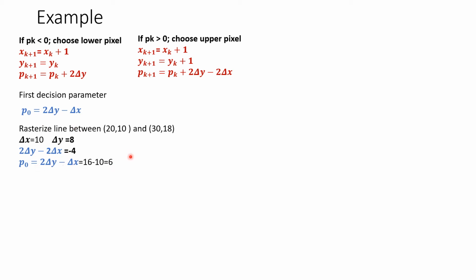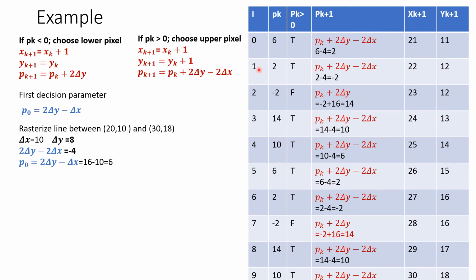Let us see how the pixel values are calculated. In the very first iteration, the first decision parameter is 6, which we have obtained over here. We again check whether pk is greater than 0. Yes, it is greater than 0. If the decision parameter is greater than 0, then we use these set of equations for finding the next pixel, and we use this as the next decision parameter. So we use this equation for the next decision parameter, which we get as 6 minus 4, which is equal to 2, and the next decision parameter will be equal to 2.